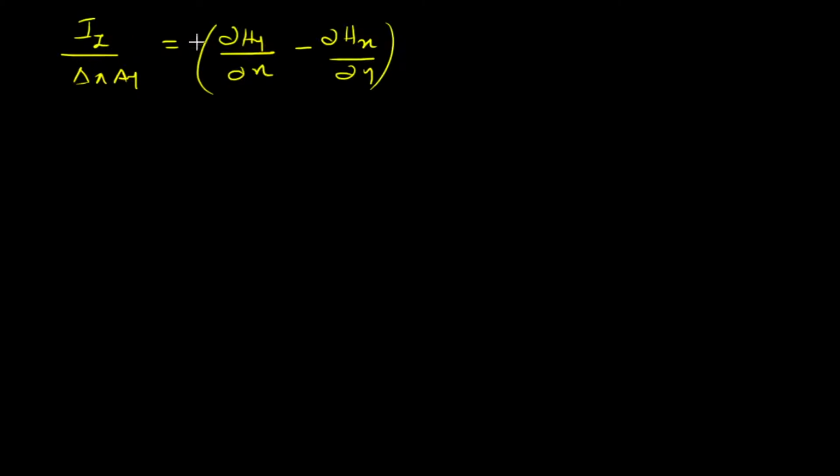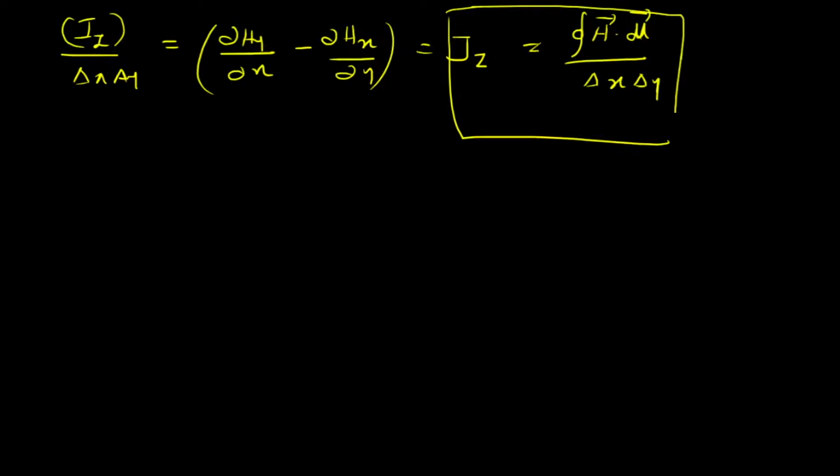Now this Iz divided by delta x delta y is nothing but Jz, and this Iz as per Ampere circuital law is nothing but closed integral H dot dl. So I can write it this way also if I want. Closed integral H dot dl divided by delta x delta y will give me Jz. This way also you can look into this equation. Closed integral H dot dl divided by delta x delta y will give me Jz, which is in turn represented by ∂Hy/∂x minus ∂Hx/∂y.